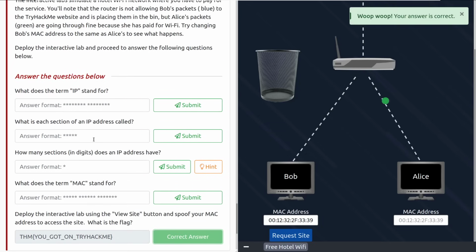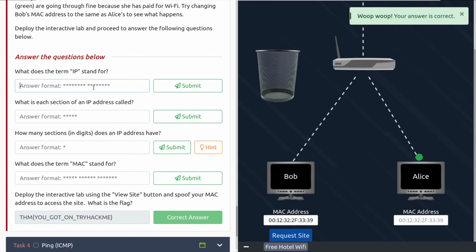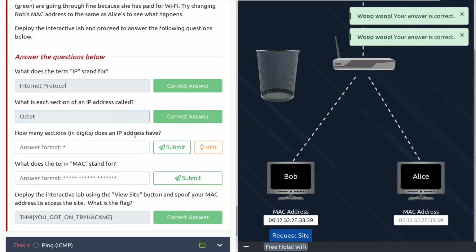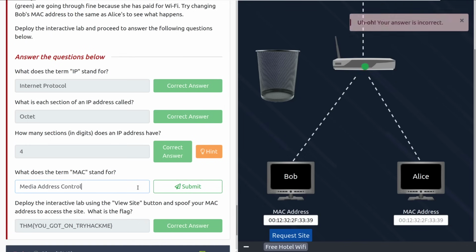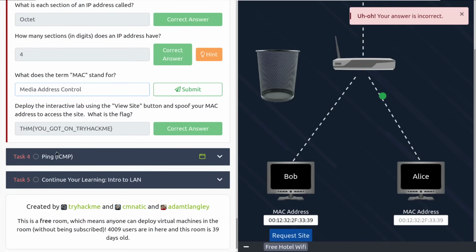Let's go ahead and go into the other questions. What does the term IP stand for? That is going to be Internet Protocol. What is each section of an IP address called? That is going to be an octet. How many sections in digits does an IP address have? That will be 4. And let's see, what does the term MAC stand for? Media Access Control, I believe. There we go. Perfect. Let's move into task 4, ping with ICMP.